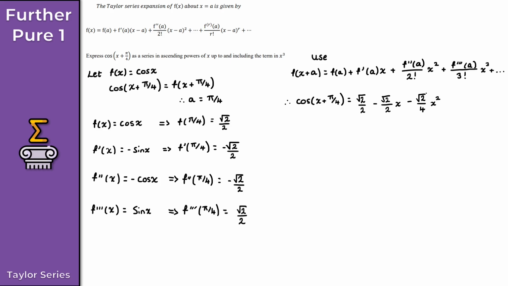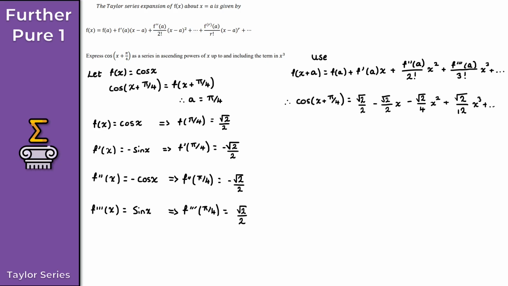And then finally here, we have f prime prime prime of a over 3 factorial times x cubed. So this is f prime prime prime of pi over 4, so that's root 2 over 2. We then divide that by 3 factorial. So 3 factorial is 3 times 2 times 1. That would be 6, right? So just be careful here then. What I get here is root 2 over 2, we divide that by 6, so I get root 2 over 12. Okay, so plus root 2 over 12 there. And don't forget the x cubed, of course.